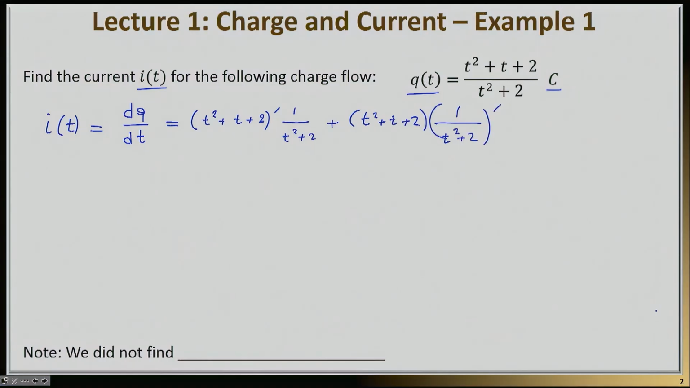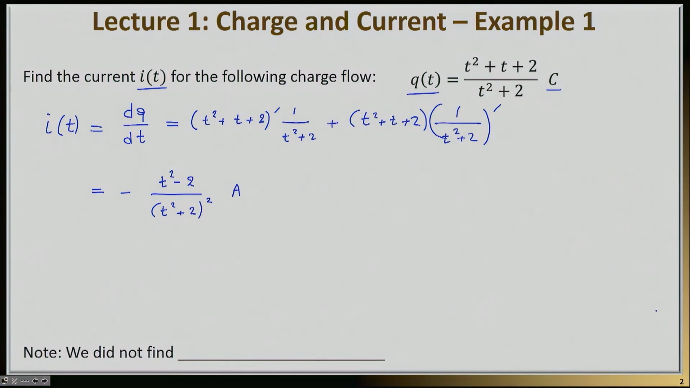So if you go ahead and do this calculation, you will find out that the result is equal to negative t squared minus 2 over t squared plus 2 squared. And this result will be given in amps, given that the charge was given in coulombs.